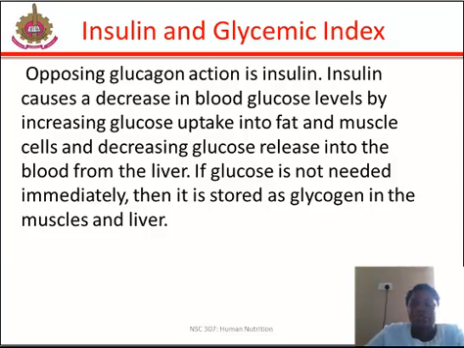Some of the functions of insulin include increasing glucose and amino acid transmembrane transport into cells. It increases glycogen formation in muscle cells. Insulin also increases glucose conversion to triglycerides in fatty cells. Also, insulin increases nucleic acid synthesis. It increases protein synthesis from amino acids.